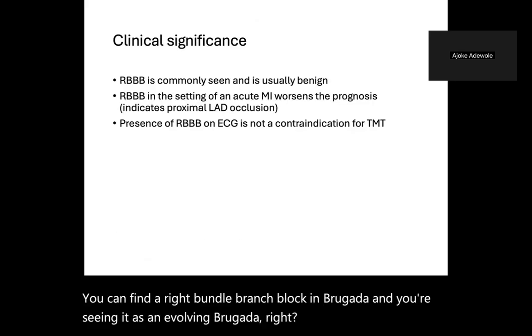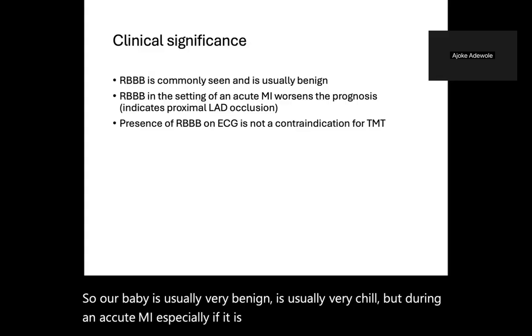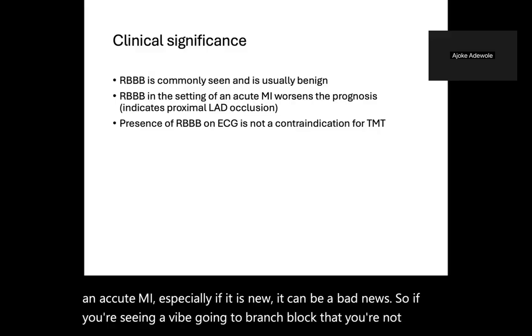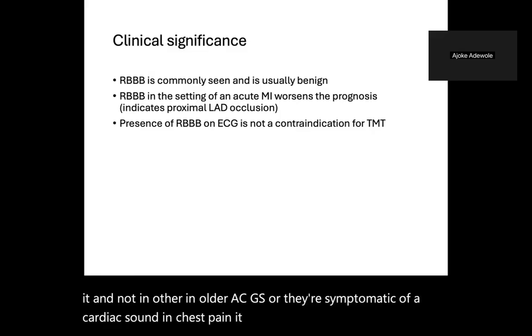So RBBB is usually very benign, it's usually very chill, but during an acute MI, especially if it is new, it can be bad news. So if you're seeing a right bundle branch block that you're not seeing in older ECGs, or they're symptomatic of cardiac sounding chest pain, it can be screaming proximal left anterior descending artery occlusion.